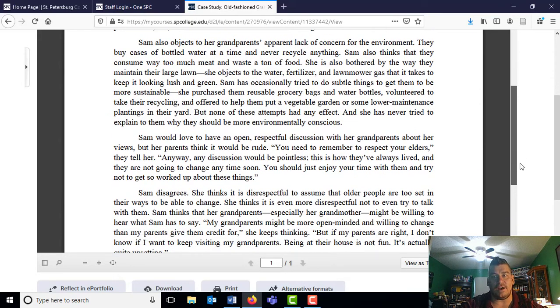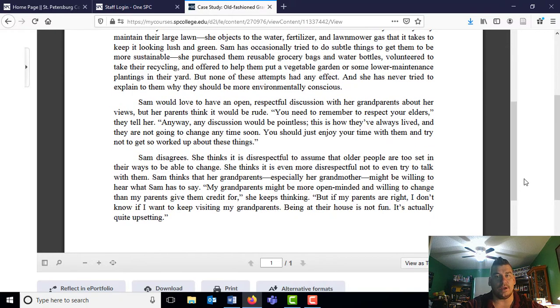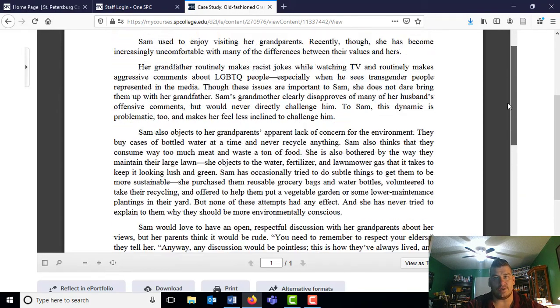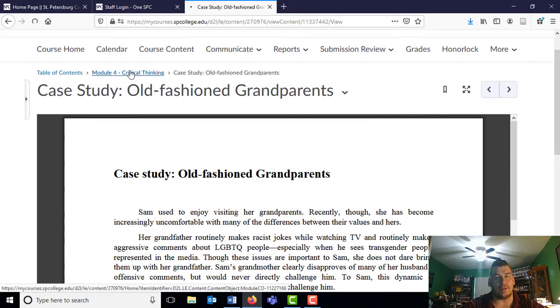Basically, you're looking to identify a stakeholder who has to make a decision. We call that person the decision maker. And then 4 options that person can take to solve the moral issue. And then we're going to think about how that affects that person and the other people involved in this case, okay? So make sure you look at this case study, and then you're going to apply these instructions to it.